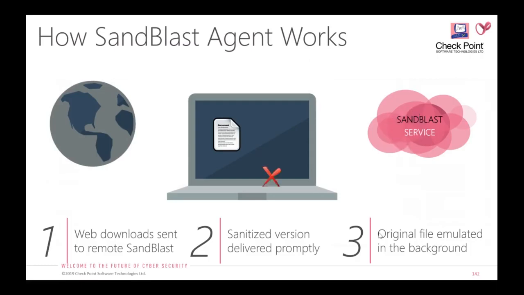So how does SandBlast Agent work? Web downloads are sent to the remote SandBlast, and a sanitized version is delivered promptly while the original file is emulated in the background. Whenever you download any file, in the browser itself you will have the threat emulation and extraction plugins. The file will be emulated in the background, and a sanitized version of the file will be delivered to you. In case you want to see the original file, you can still download it from that plugin. So these kinds of advanced features are there for the sandboxing.